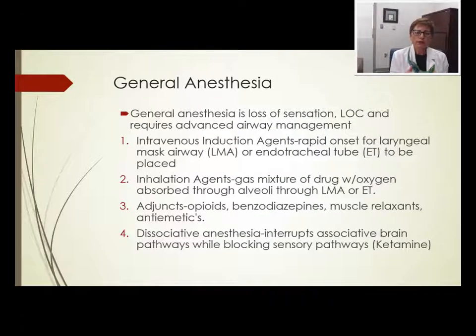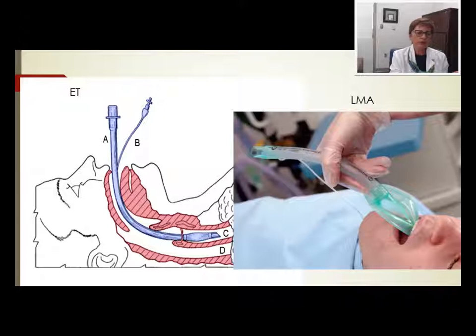General anesthesia is loss of sensation, loss of consciousness, and it requires advanced airway management. So these are pictures of an ET tube, endotracheal tube. This is the endotracheal tube. And then there's an LMA, which doesn't go down as far. It might be for a patient like me who doesn't have a big neck. It might be for a shorter surgery, not as difficult to manage.